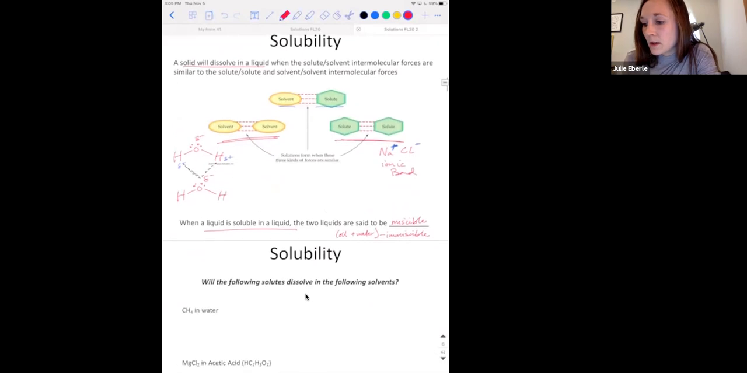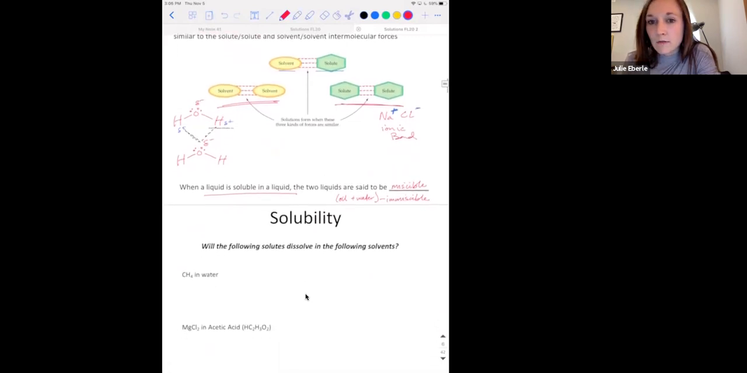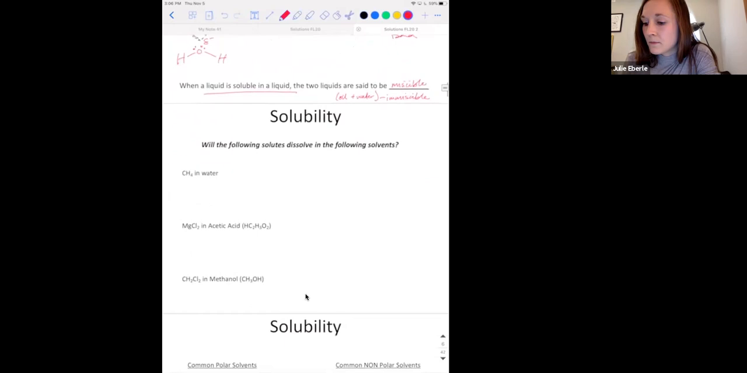Okay. So for a little more practice, I want to look at these three examples. The question is, will the following solutes, where the solute is listed first and the solvent is listed second, dissolve in the following solvents? Let's look at these one by one. It's going to help you if you draw out the Lewis structure. You're just trying to determine, is my solute polar or nonpolar? And then is my solvent polar or nonpolar? And then you know they mix or they don't.